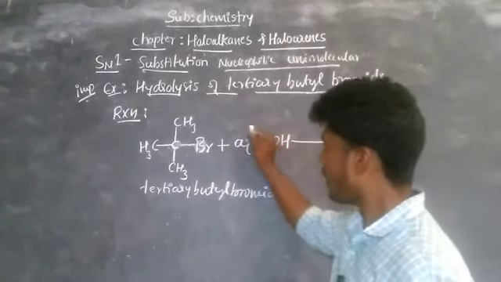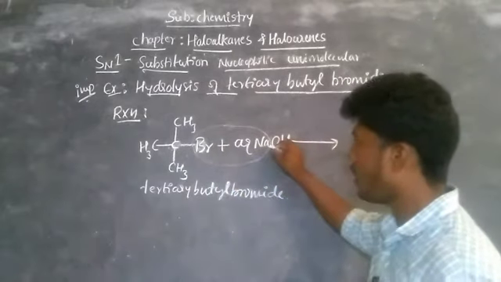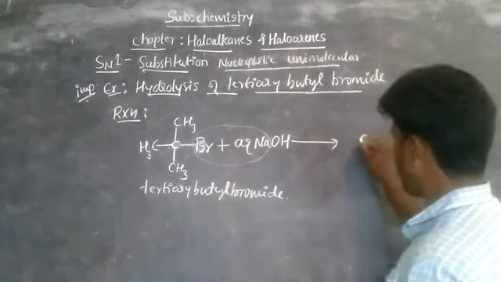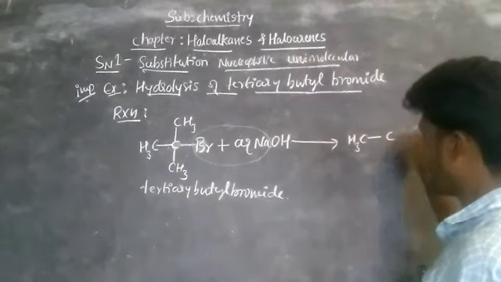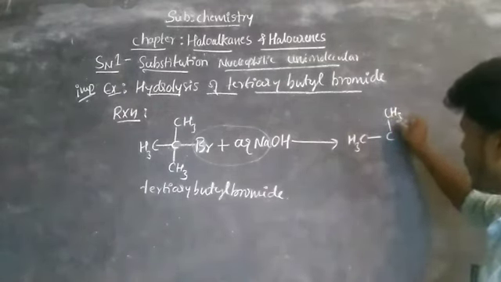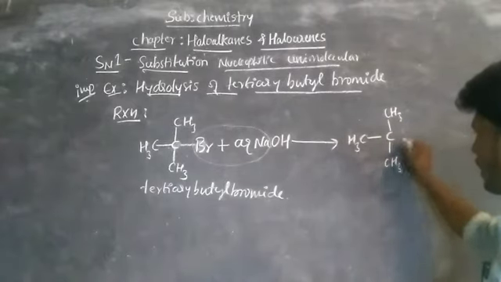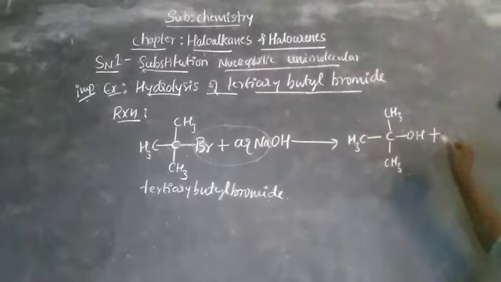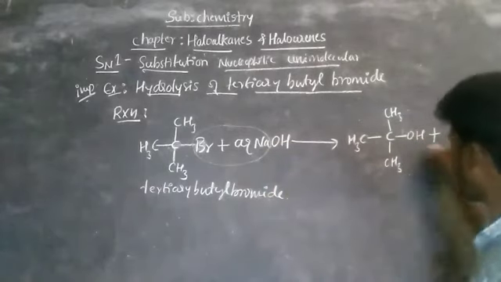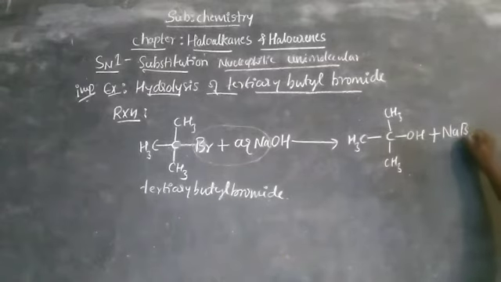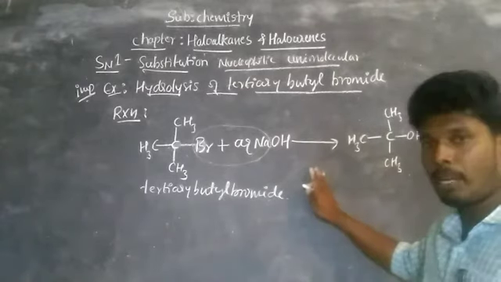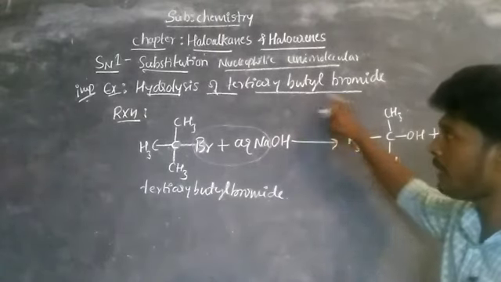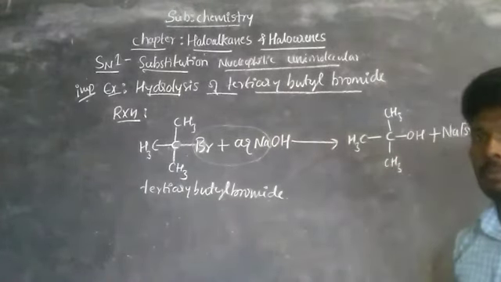Observe here, Na and Br become NaBr, and the OH gets added to the carbon bonded to three CH3 groups, in place of Br. OH is substituted, and Na and Br become NaBr. So this is the example of hydrolysis of tertiary butyl bromide for a unimolecular nucleophilic substitution reaction.